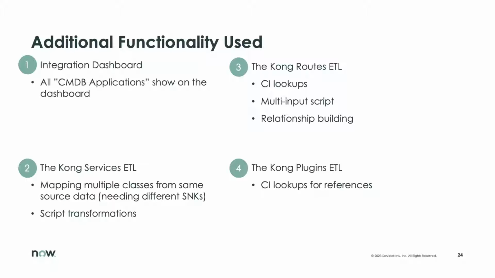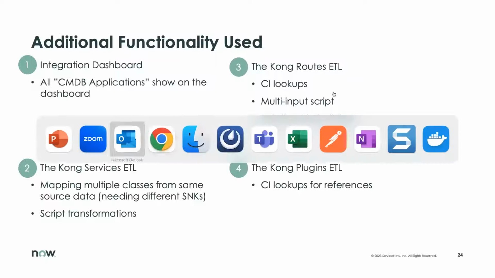Similarly, with the Kong Routes ETL, we'll see when it might be useful to do CI lookups and to use that transform option. There's a multi-input script option as well. And there's some things that are a little bit interesting about the relationships that we built in that ETL that I'll point out. And then finally, we'll look at how to use the CI lookup to populate some reference fields as part of the ETL process. So let's jump in.